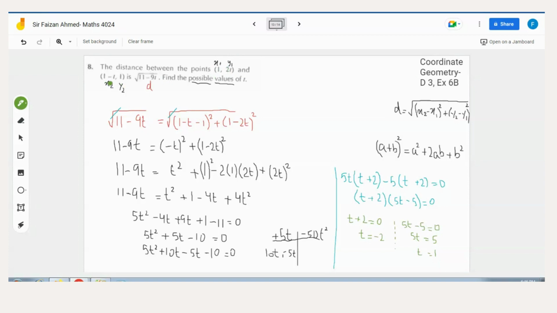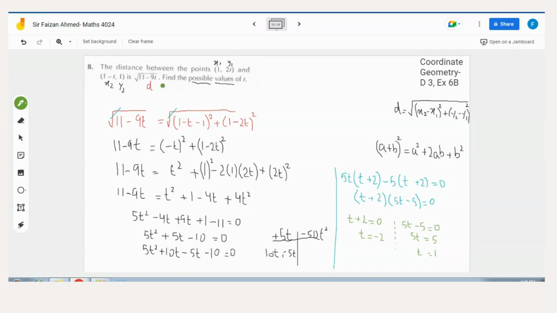And this is my second coordinate. The first value is 1 minus t, so this is the value of x2, and the second value belongs to y, that is 1, so this is the value of y2. And the distance is given to us, that is square root of 11 minus 9t. So we have the distance, we have the two coordinates, and we have to find the possible values of t. There will be more than one value. That's why the question is using this language, the possible values of t.